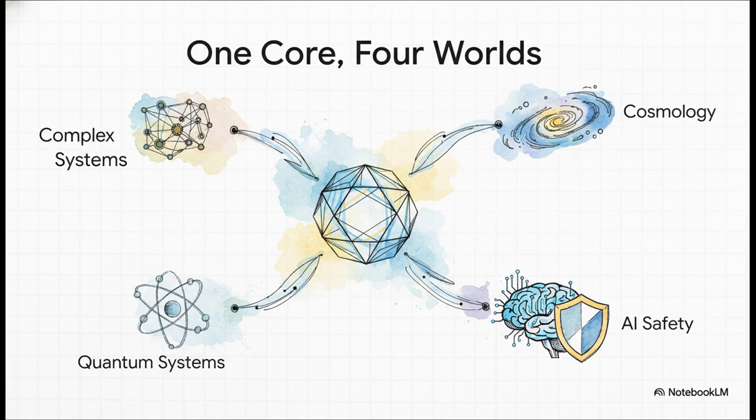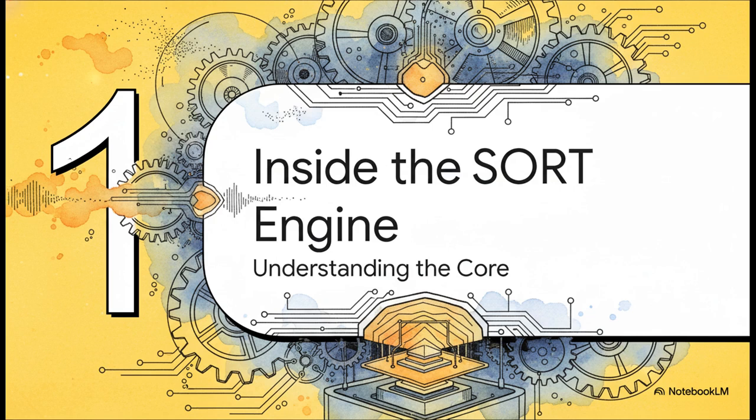This theory is claiming that one single, unified foundation can be applied to four of the most complex and, honestly, seemingly disconnected domains in all of science. We're talking cosmology, AI safety, quantum mechanics, and even the complex systems that run our world. It's a huge claim. So you have to be wondering, how could one theory possibly do all that?